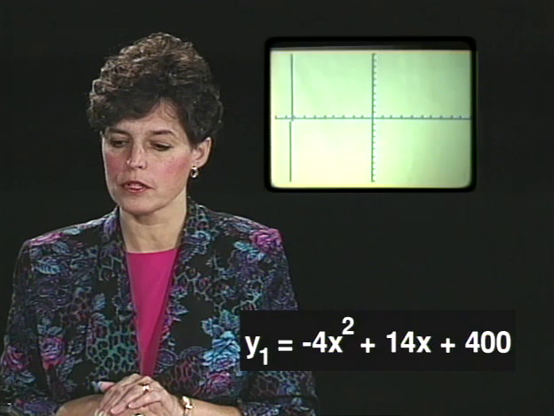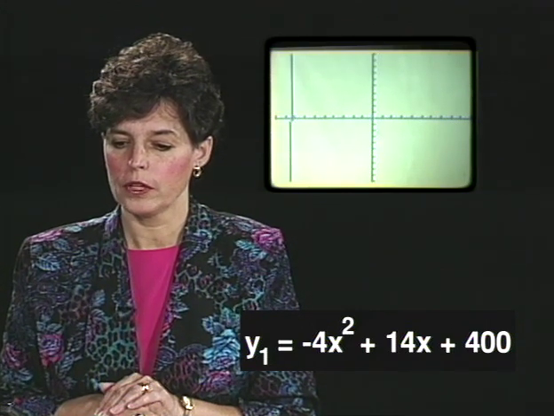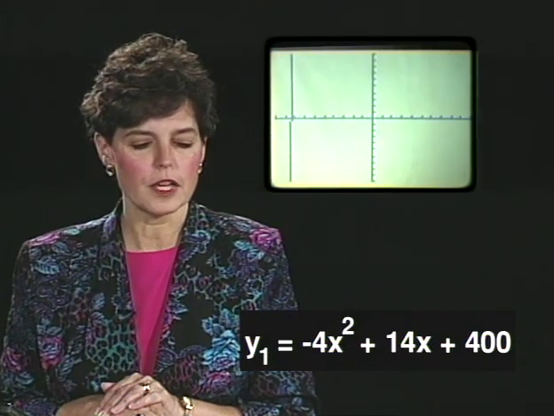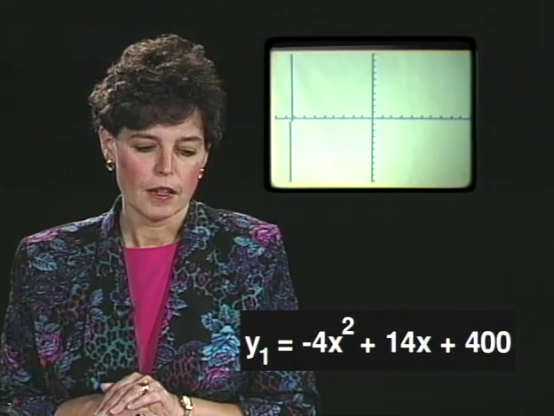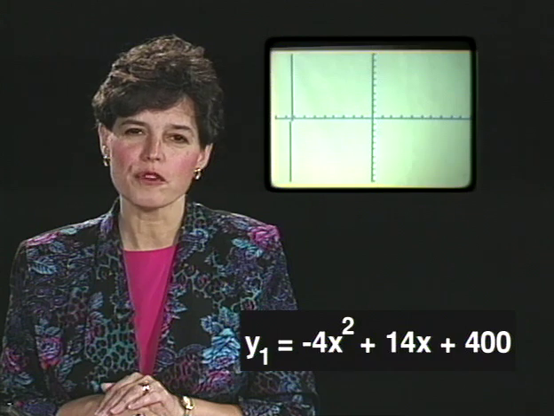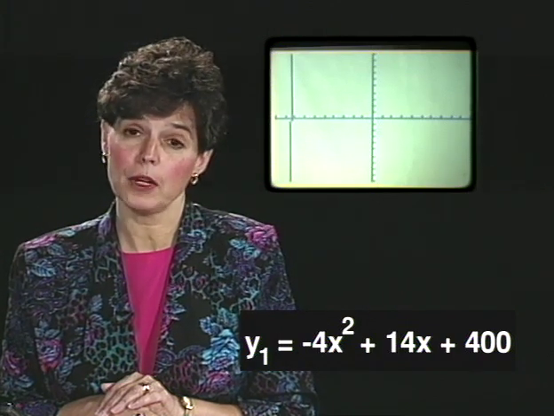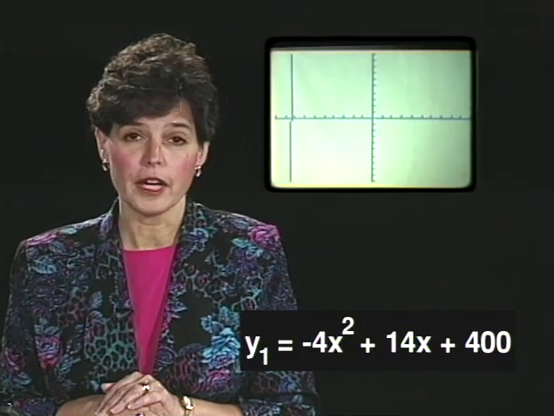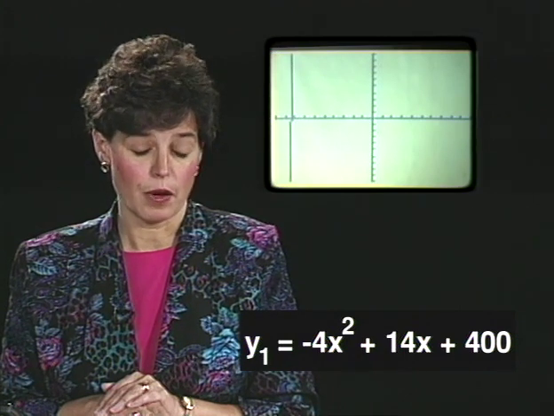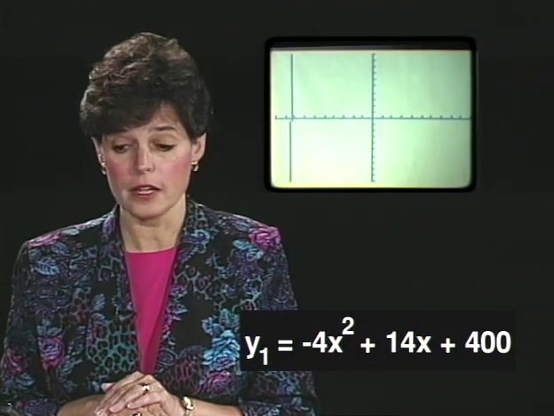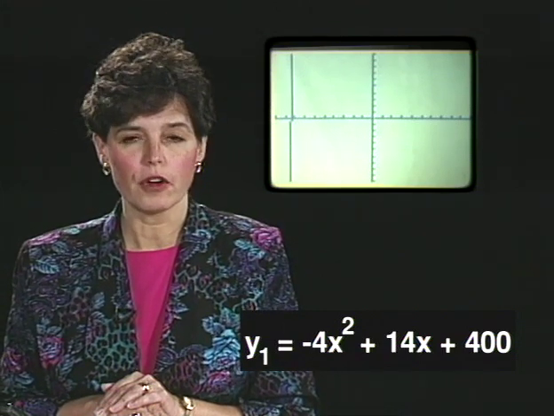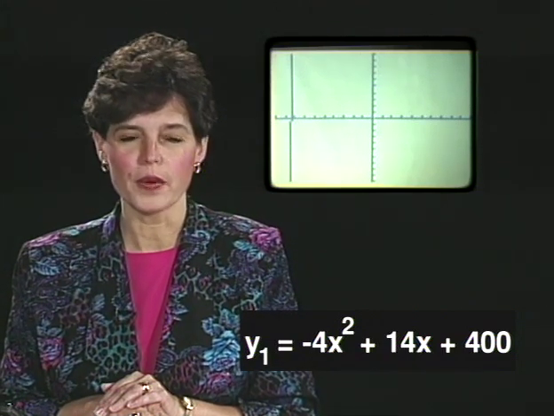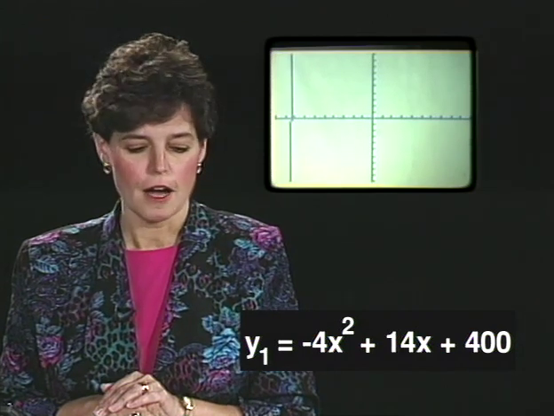When you get that function entered in, let's go zoom standard and see what happens. Well, it doesn't look like much. Let's think about what we expected to have happen at this particular time. Since it has an x squared in the function, we would expect this to be a parabola. Since there's a negative in front, we would expect this parabola to open down, and that is not what we see on the screen. And if we take a look at that 400, that's a good clue as to why we can't see what's going on.